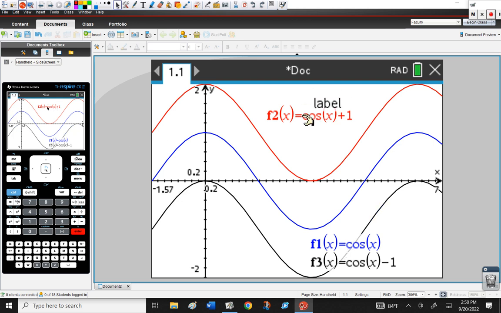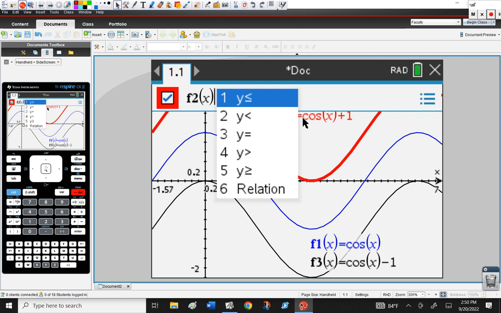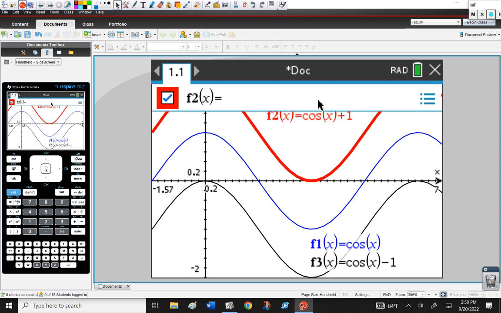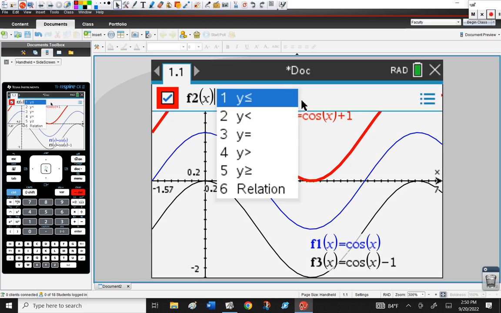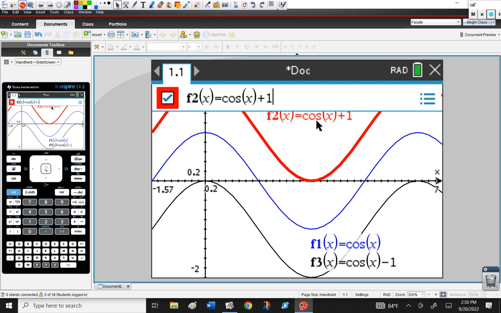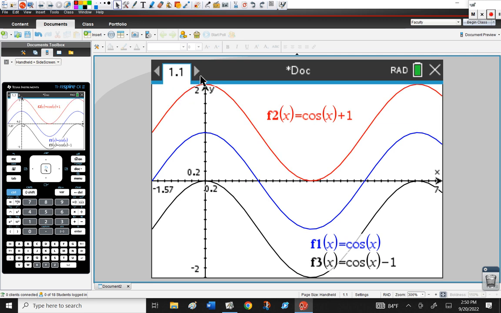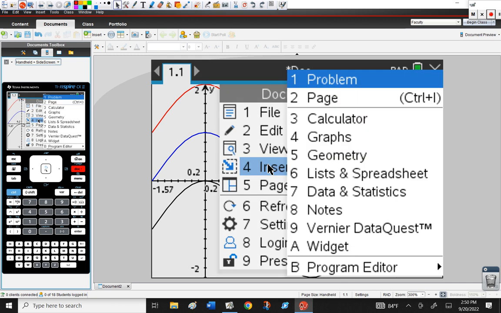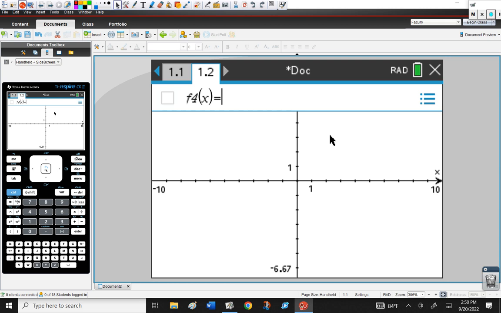All right, so now let me go ahead and delete this one. Oops. You know what? Never mind. I'm not going to delete it. I'm going to keep it there. What I'm going to do is just go to another graph. So let's go to documents, insert new graphs. All right. Yay.